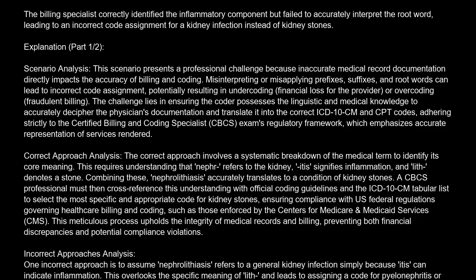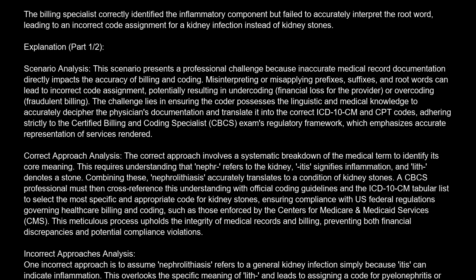The challenge lies in ensuring the coder possesses the linguistic and medical knowledge to accurately decipher the physician's documentation and translate it into the correct ICD-10-CM and CPT codes, adhering strictly to the Certified Billing and Coding Specialist (CBCS) exam's regulatory framework, which emphasizes accurate representation of services rendered.